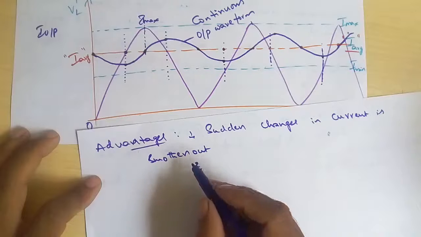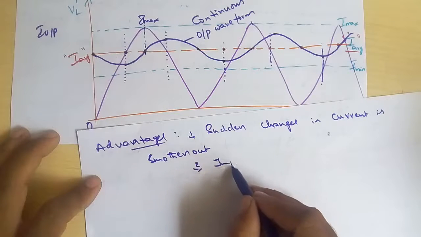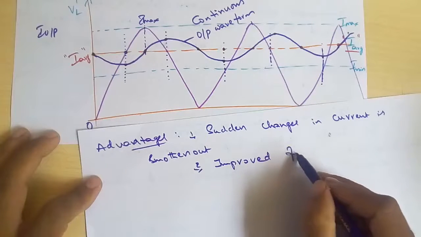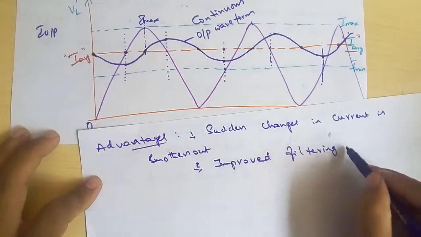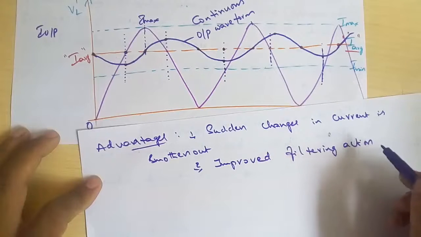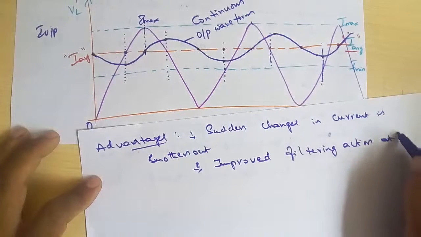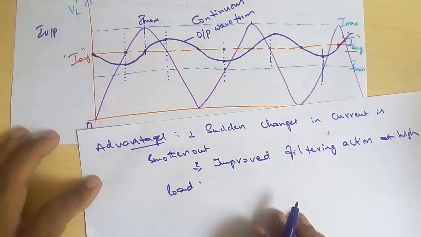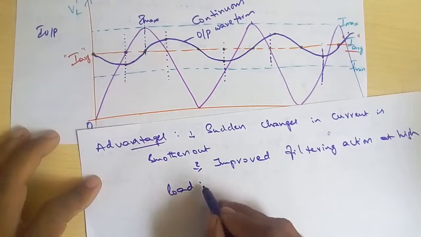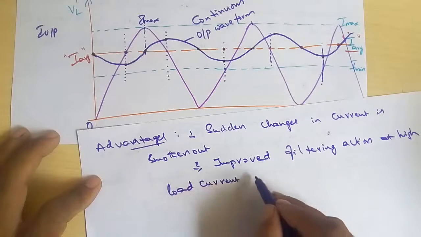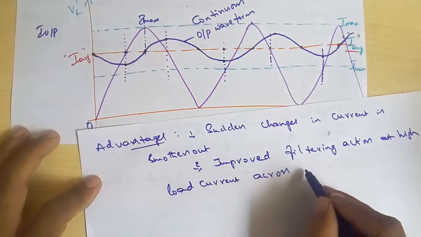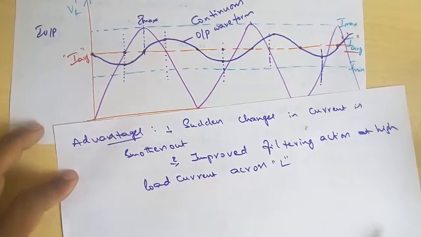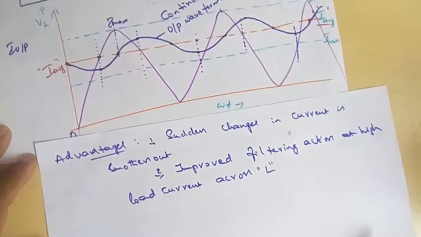The next advantage is improved filtering action. In comparison with the capacitor filter, there is improved filtering action, especially at high loads, that is, high load current across the inductor L. So this one is the second advantage, right?